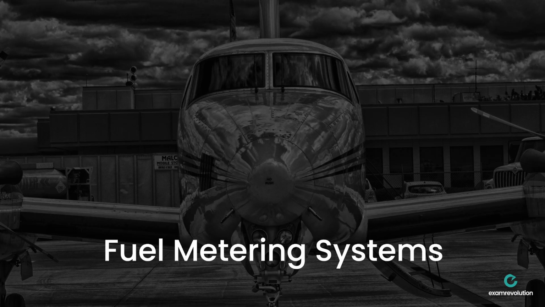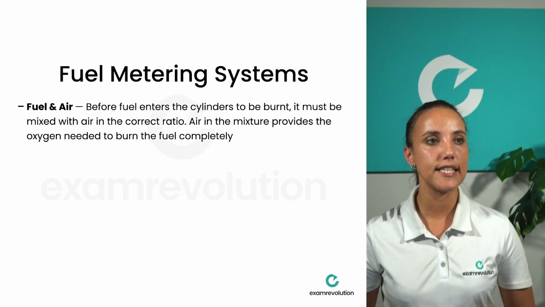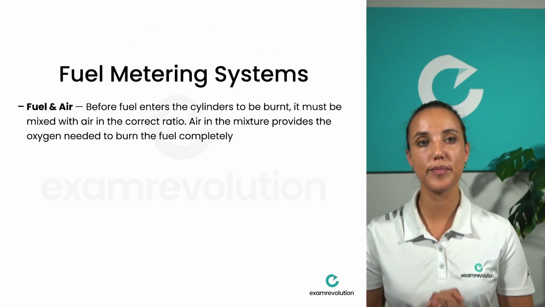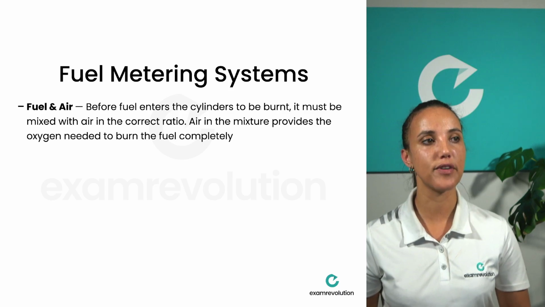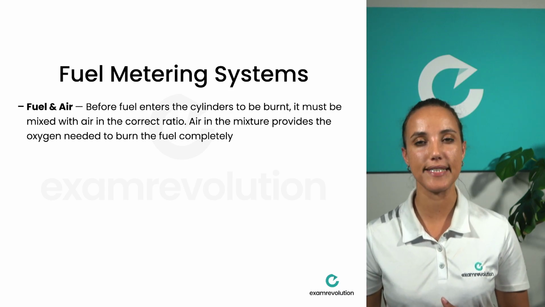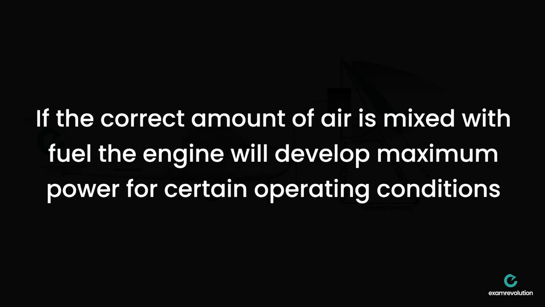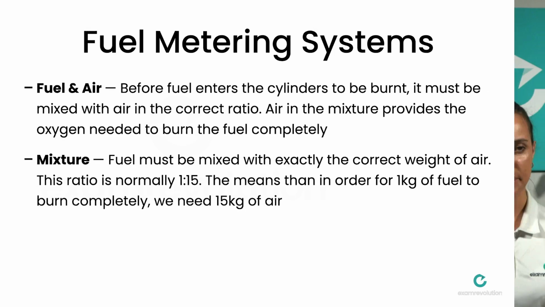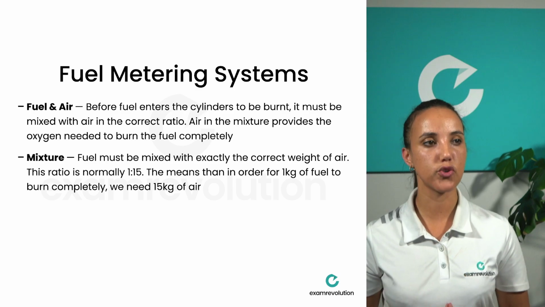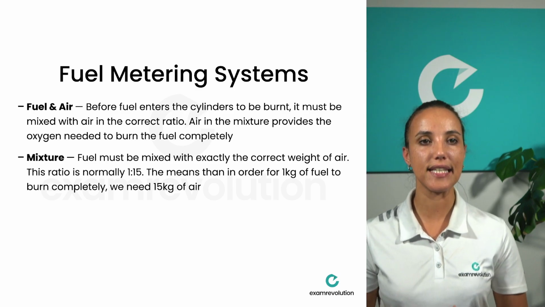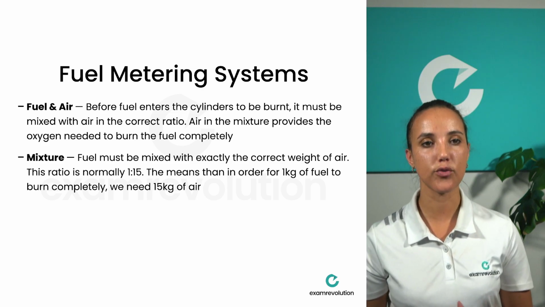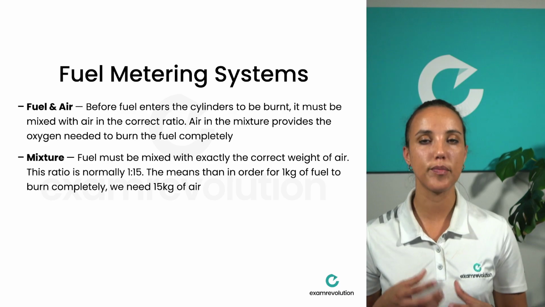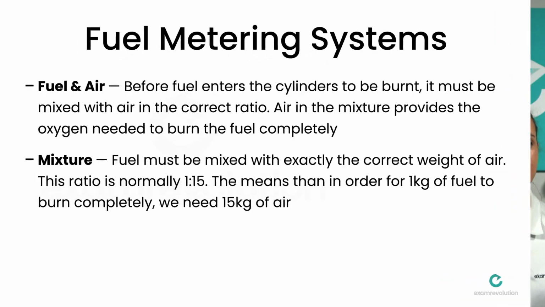Let's now have a look at fuel metering systems. Before fuel enters the cylinders to be burnt, it must be mixed with air in the correct ratio. Air in the mixture provides the oxygen needed to burn the fuel completely. If the correct amount of air is mixed with fuel, the engine will develop maximum power for certain operating conditions. Fuel must be mixed with exactly the correct weight of air. This ratio is normally 1 to 15, which means that in order for 1 kilogram of fuel to burn completely, we need 15 kilograms of air.